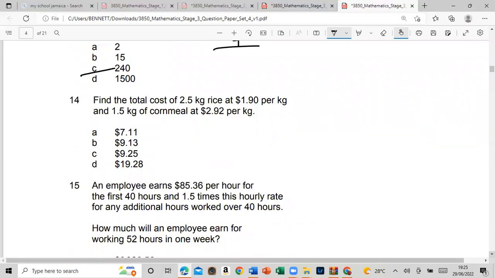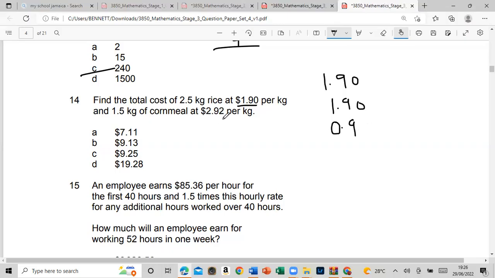Find the total cost of 2.5 kilograms of rice at $1.90 per kilogram and 1.5 kilograms of cornmeal at $2.92. Why, it seems like we did that one already? So 2 times this, we just say it's 1 kilogram of rice. Half kilogram, it'll be half of the 190. And trust me, guys, if I'm brain tired, we're not even know half of 190. Why are you doing this to yourself, Mr. Bennett? All right, so that's 95 cents.